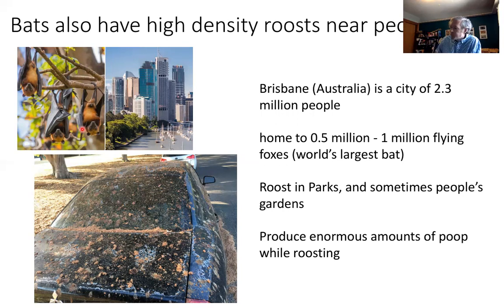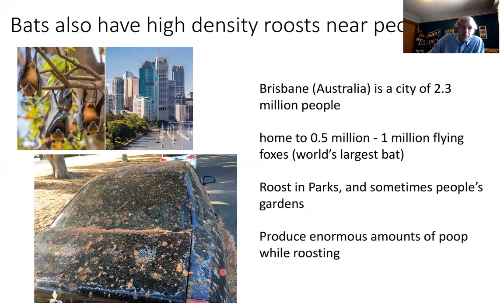It's really kind of cool. But these bats also tend to roost in parks in the city and sometimes in people's gardens. Brisbane's a very green city with lots of these beautiful gum trees, and the bats love to roost in them. These bats, while they're roosting, produce enormous amounts of poop.